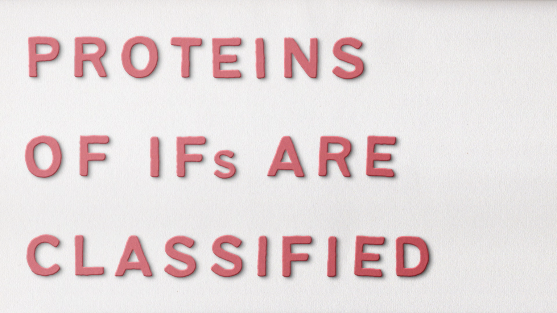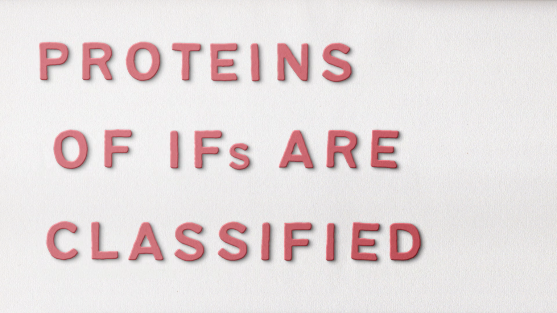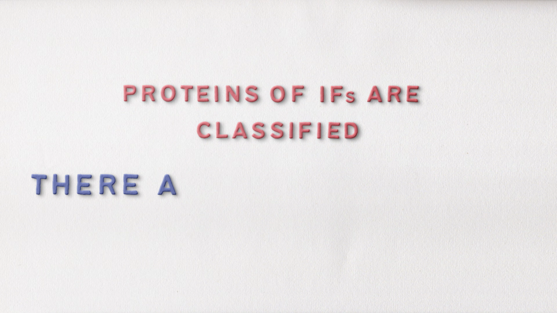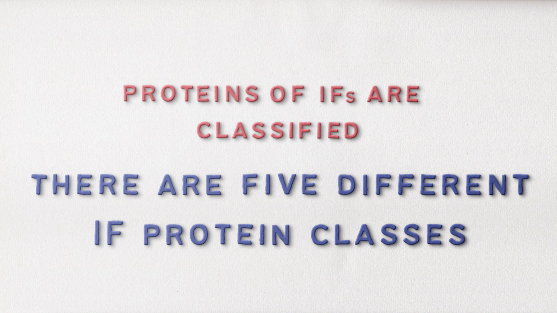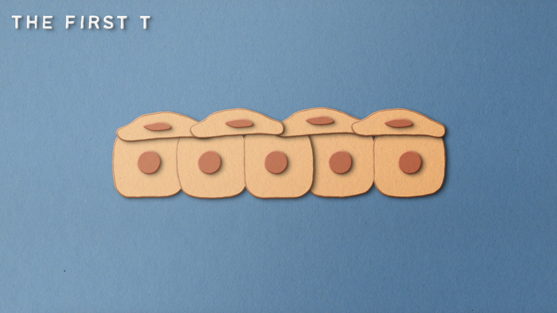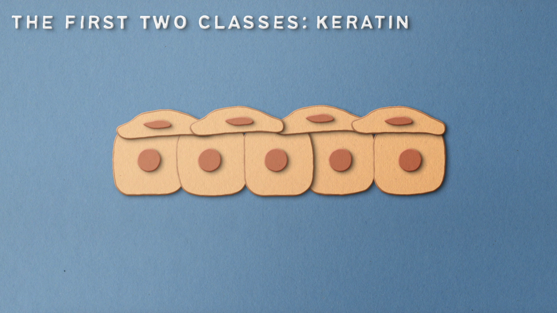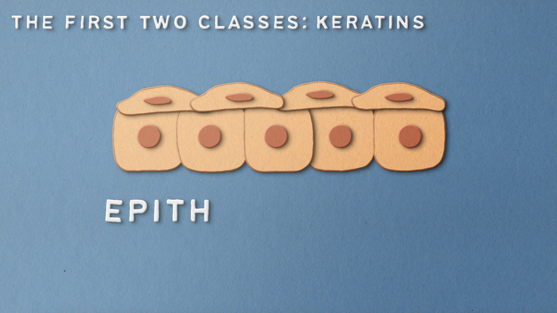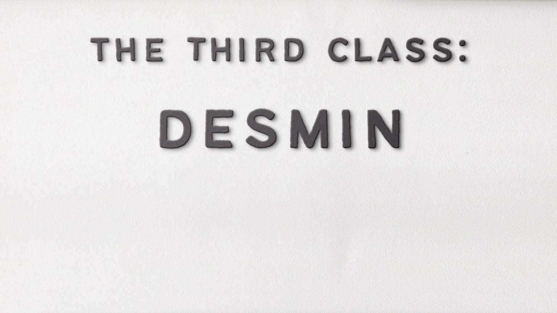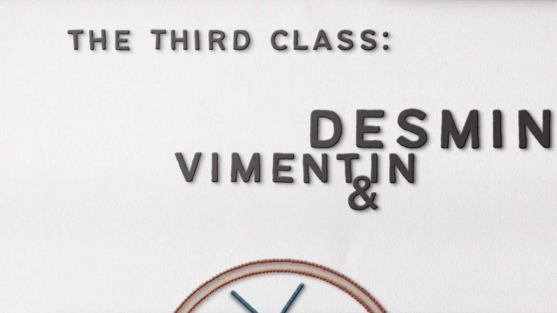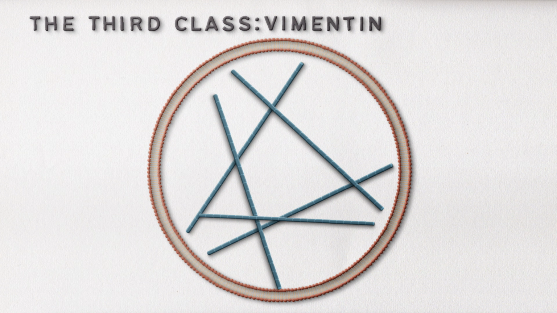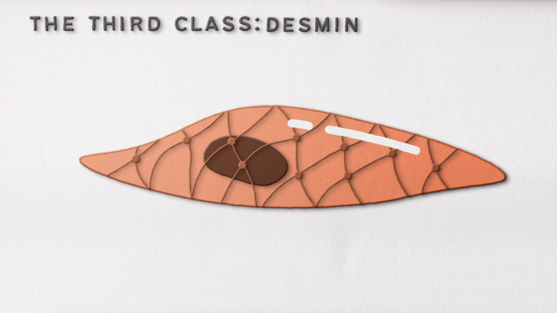The constituent proteins that make up intermediate filaments dictate how they're classified, and overall there are 5 different IF protein classes. The first 2 classes of IFs are keratins, which are expressed in epithelial cells. The third class of IFs are desmin and vimentin. Vimentin is a major player in providing cell support and regulation. And desmin is a big component of muscle cells.